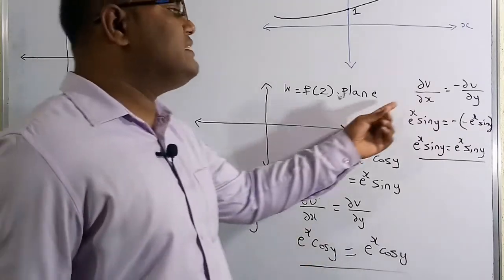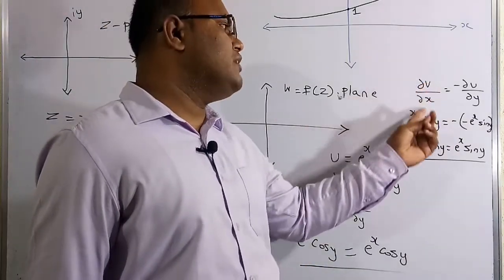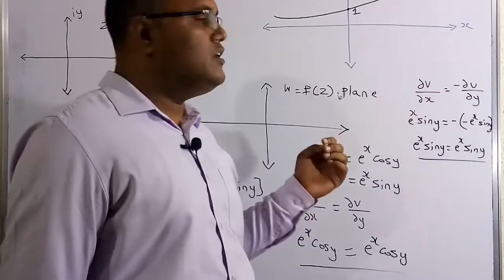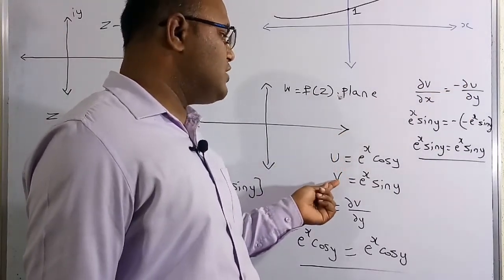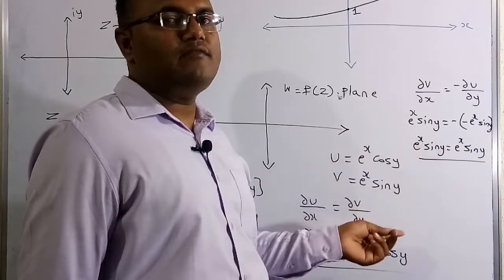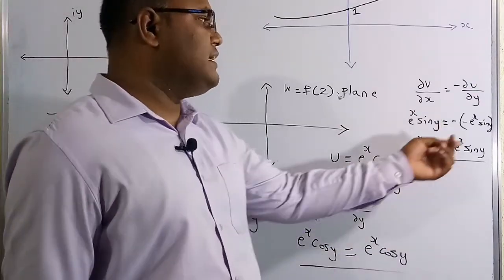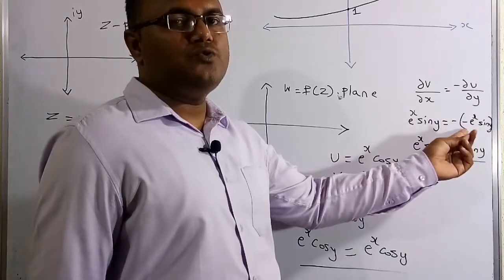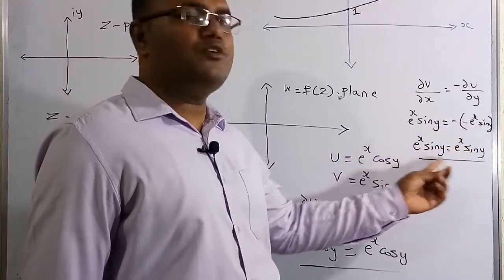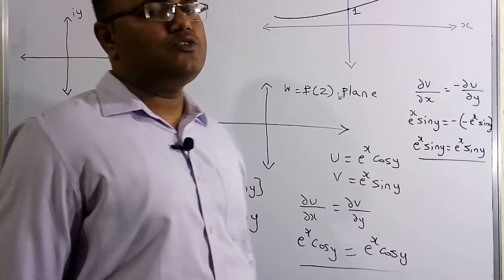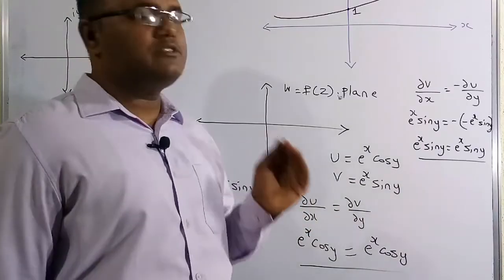Now we have to go for the second condition, which is ∂v/∂x is equal to minus ∂u/∂y. If you do ∂v/∂x, we are going to get e to the power of x into sin y, minus of, and if you go for ∂u/∂y, we are going to get minus e to the power of x into sin y. So minus into minus is again positive. Therefore you can see LHS is equal to RHS. So both the Cauchy-Riemann equations are satisfied.